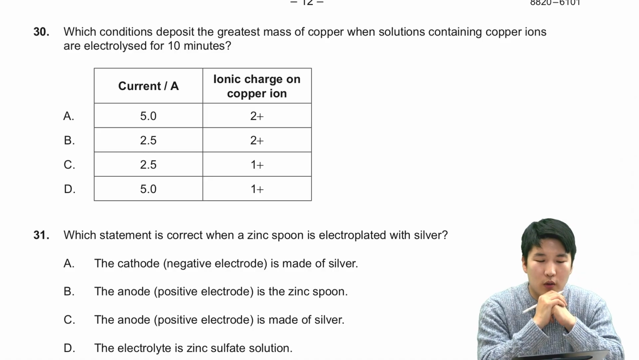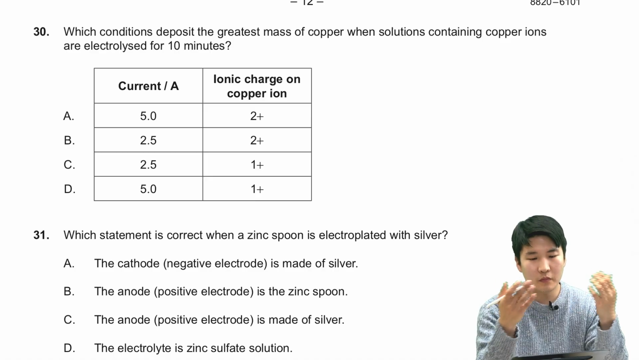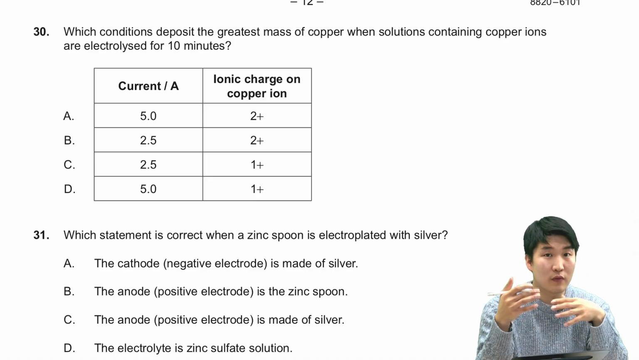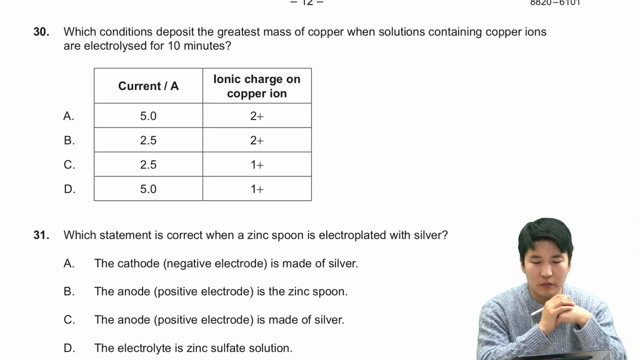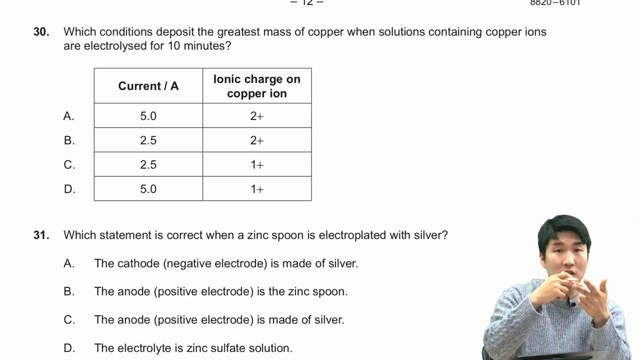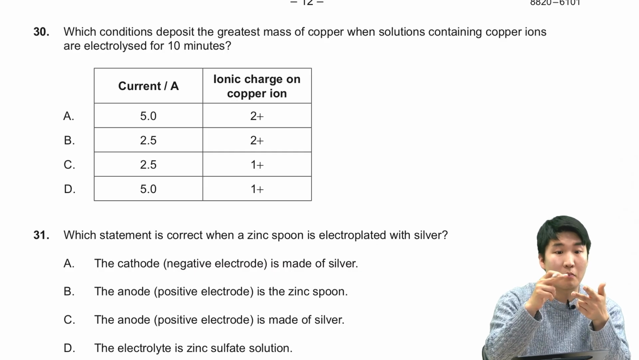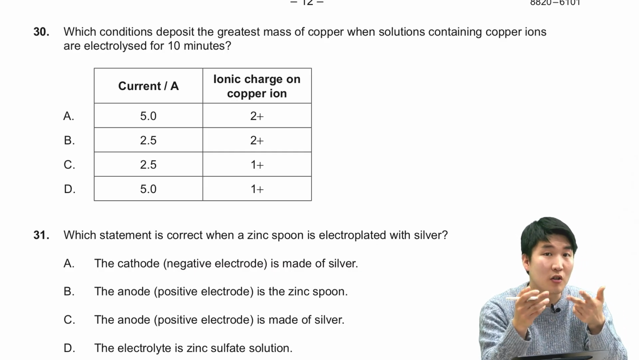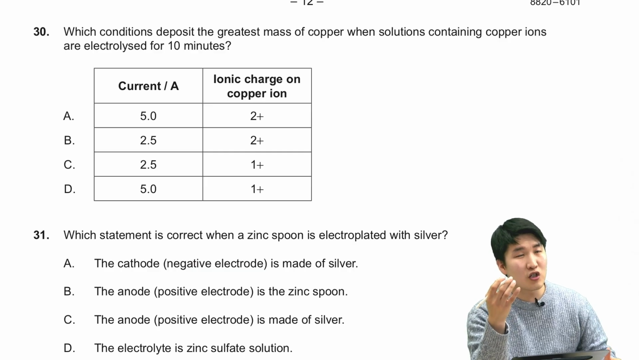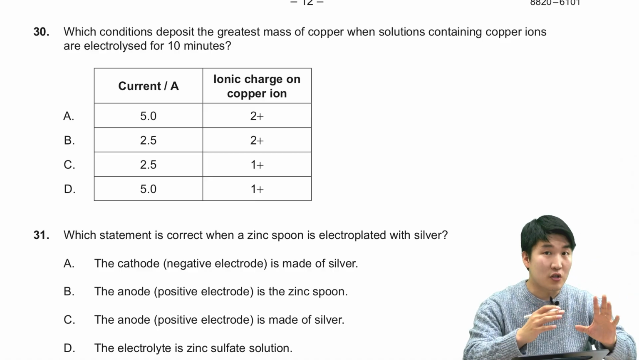Conditions that affect, factors that affect moles of electrons flowing would be the current, duration, and the ionic charge, where there will be positive correlation between the moles of electrons flowing with current and duration, but inverse correlation with the ionic charge, because if this is a higher ionic charge, that means we need more electrons that needs to be used for reduction.